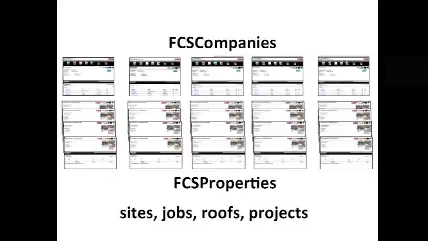Underneath those companies we have properties. Some companies have lots of properties, some have a few. You may call these properties different things in your system, such as sites, jobs, roofs, or projects. But we call them properties, so it's important that we always have the same language, the way we communicate.